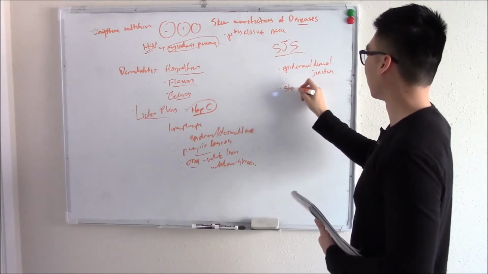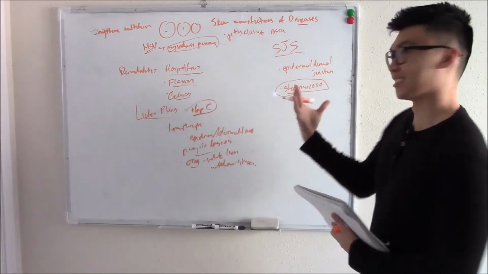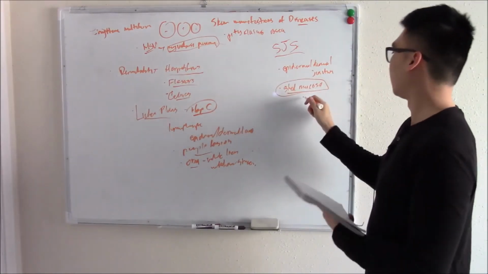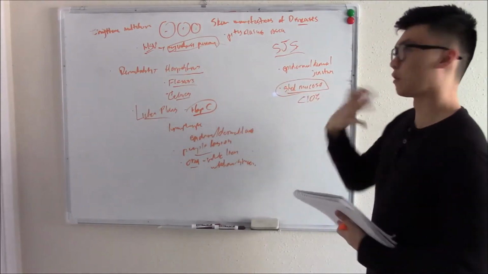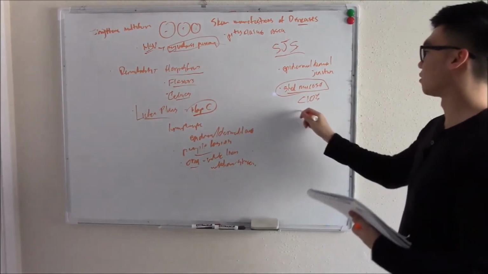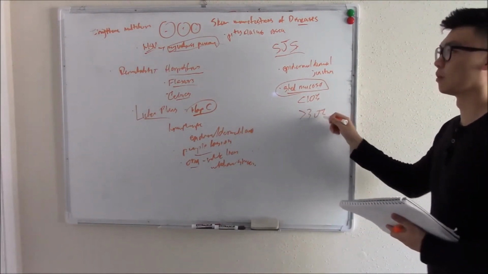So I'll just write shed mucosa. That's not a good sign. So shed mucosa. If it involves less than 10% of your overall body surface, then we call it Steven Johnson. If it involves over 30, then we're in real trouble. We call that a different name.